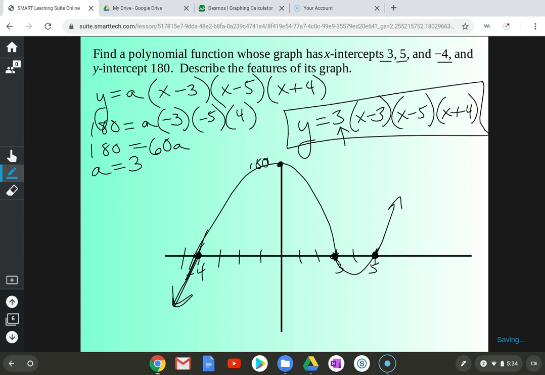It follows all the directions. It has the 3 zeros. It has the correct y-intercept. And the end behavior, the ends are pointing in the right way. So when we have a positive leading coefficient, that means that our left end is going to point to negative infinity and our right end is going to point to positive infinity. Left end points down, right end points up.